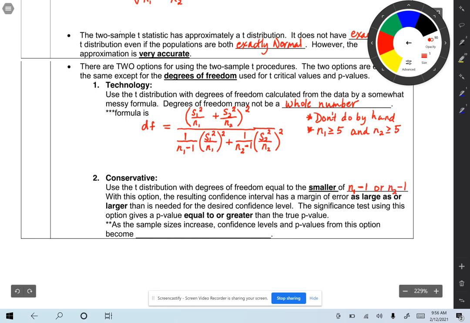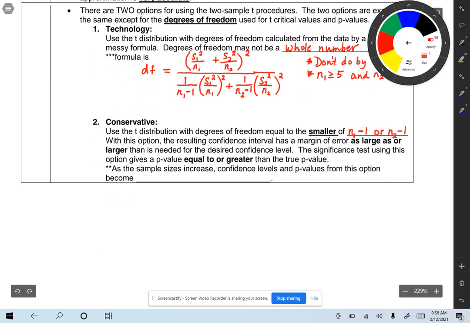With this option, the resulting confidence interval has a margin of error as large as or larger than is needed for the desired confidence level. The significance test using this option gives a p-value equal to or greater than the true p-value. As the sample size increases, confidence levels and p-values from this option become more accurate.